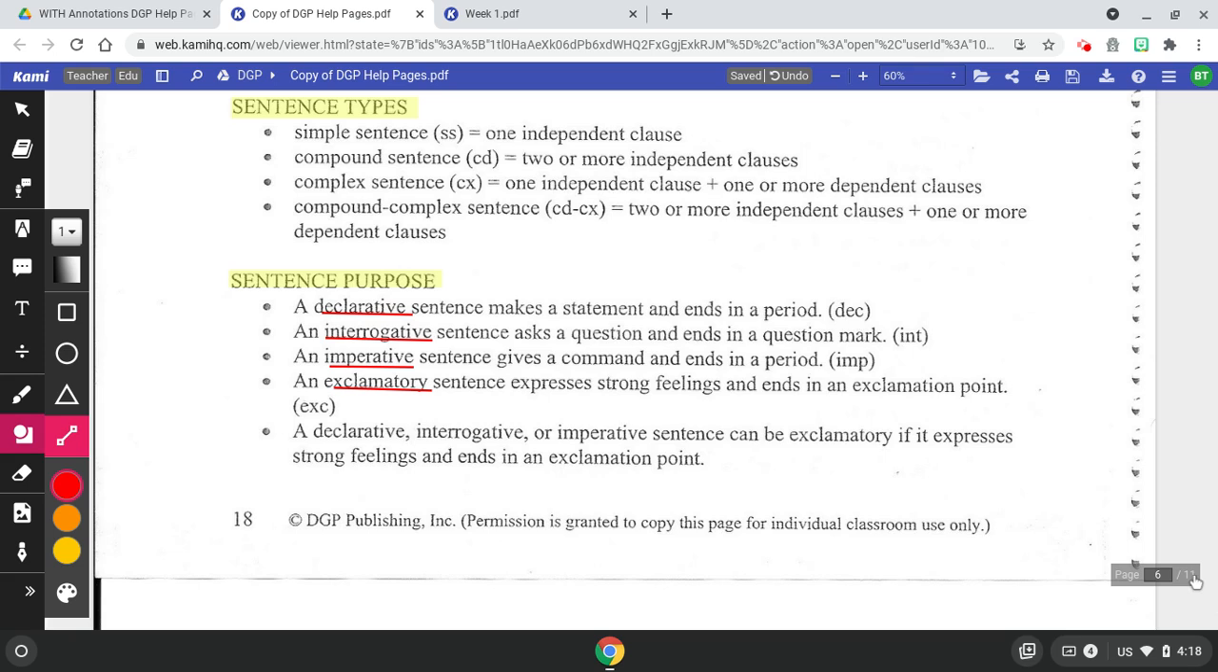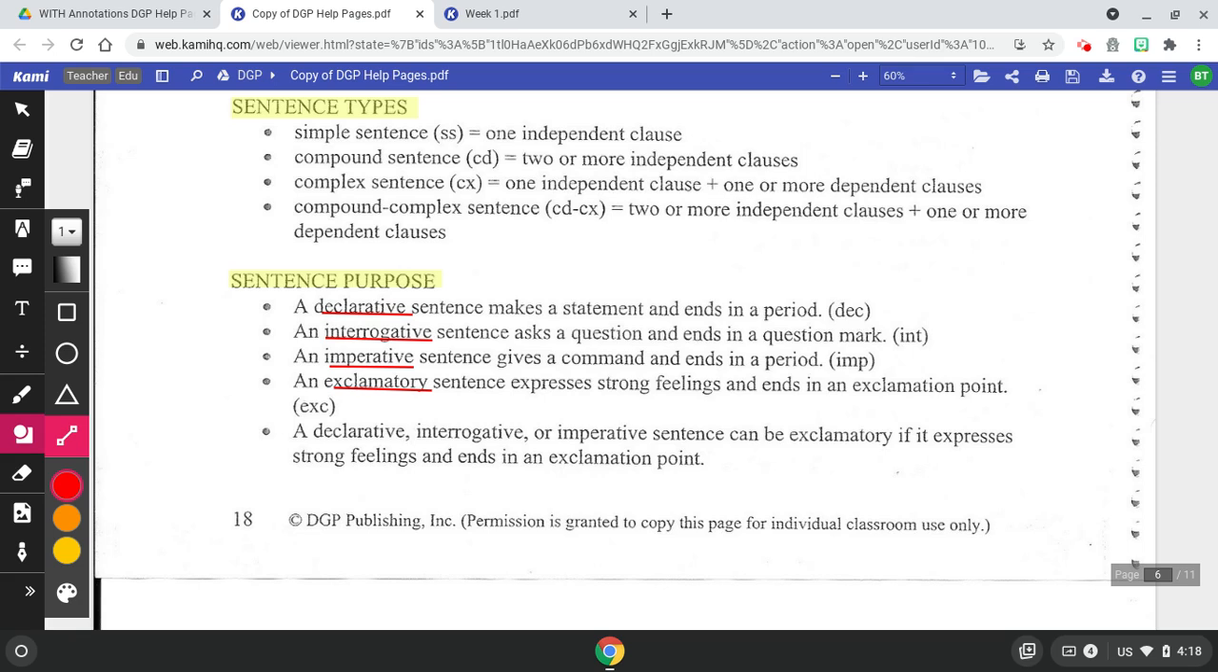Okay. And this also helps us a bit for Thursday because it's going to give us the type of punctuation. So declarative sentences end in what kind of punctuation? A period. All right, you get the point. Interrogative sentences end in what? Because they're asking a question. That's it, a question mark. Imperative, giving a command, they also end in periods. And exclamatory sentences, they're so exciting, and they end with an exclamation point. All right. Declarative, interrogative, or imperative sentences can be exclamatory if there's some strong feelings.